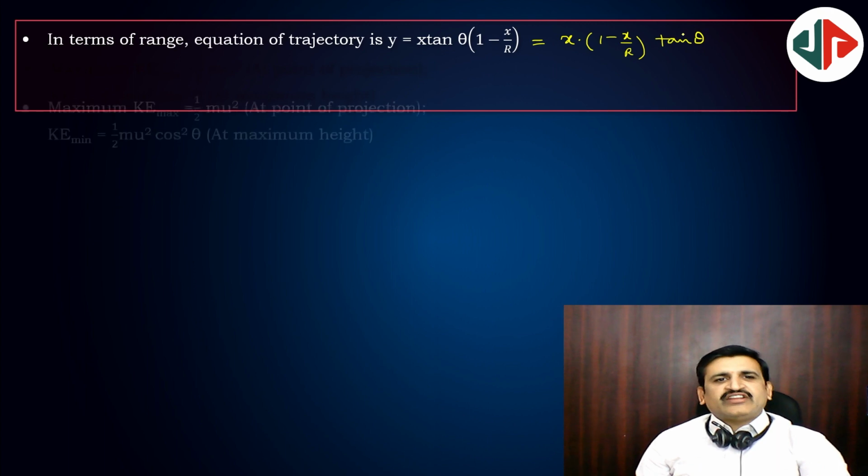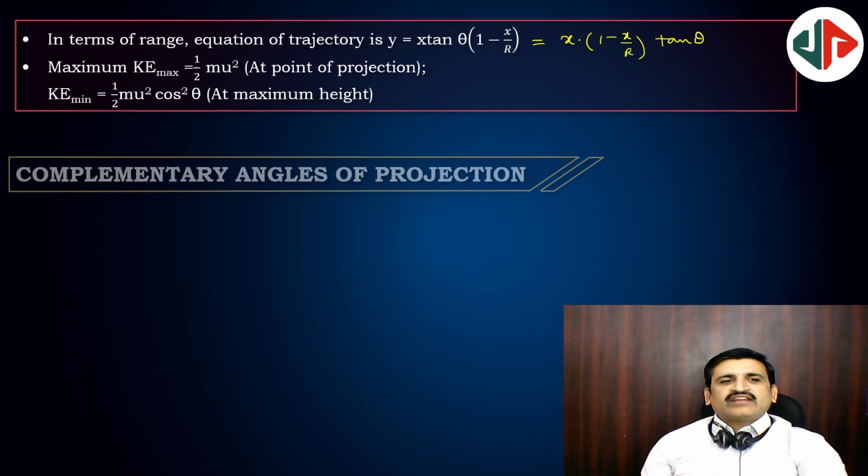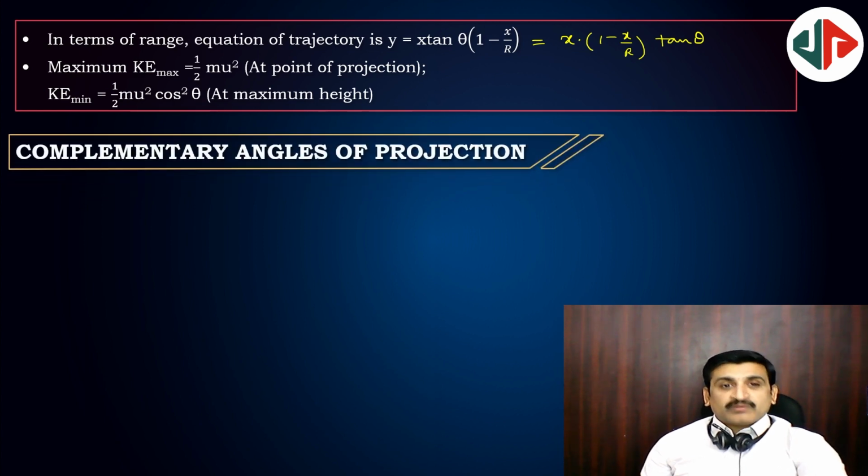It is somewhat convenient. Next, maximum kinetic energy is half mu square at the starting point of projection, and at the topmost point it is half mu square cos square theta at the highest point. Kinetic energy is not zero in oblique projectile, remember. Next, complementary angles of projection. What are complementary angles? Sum of angles 90 degrees is complementary, right? Supplementary is 180.